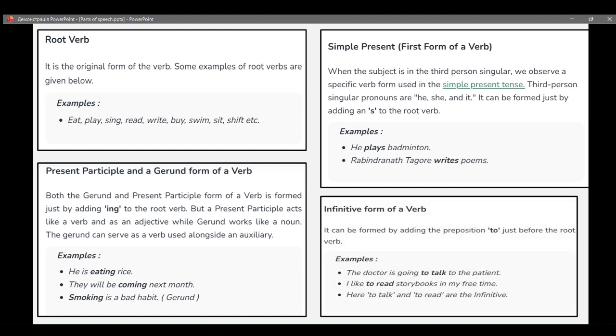And here we have also the infinitive form of a verb. It can be formed by adding the preposition "to" just before the root verb. The doctor is going to talk to the patient. I like to read storybooks in my free time. Here, "to talk" and "to read" are the infinitive.